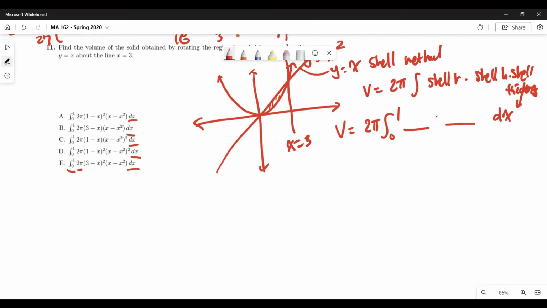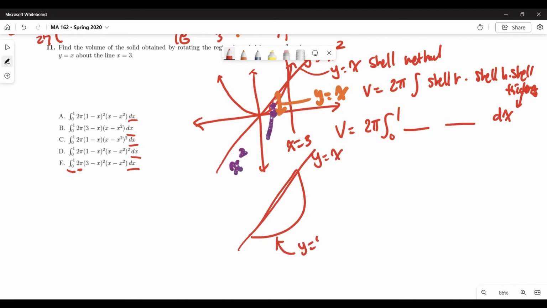Okay, so for this question, let's find the shell height. Shell height is the bigger radius minus the smaller radius. So the bigger radius is this line, which is y equals x, and the smaller radius is this curved line, which is x squared. If you draw it again, this is y equals x, this is x squared. So we just want this much line, meaning we have to do x minus x squared for the height. x, the entire thing, and x squared is this much. That's why the height is x minus x squared.